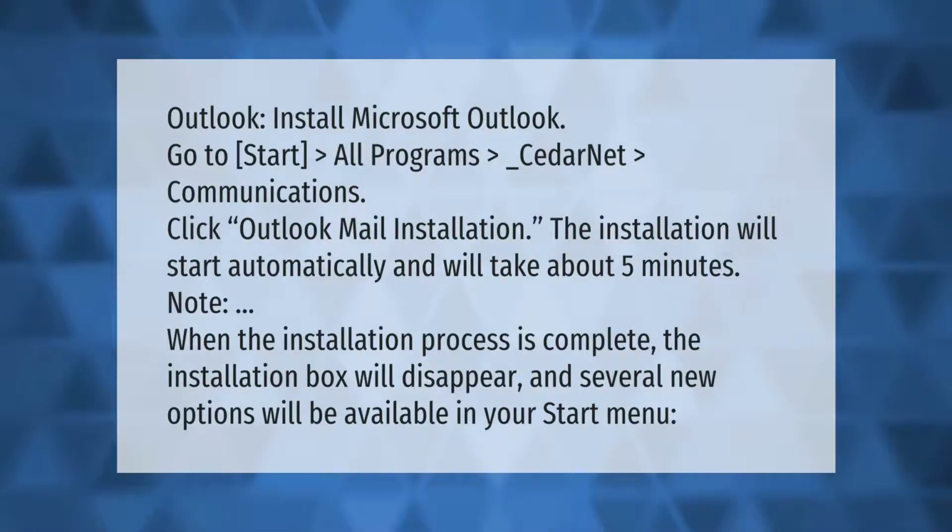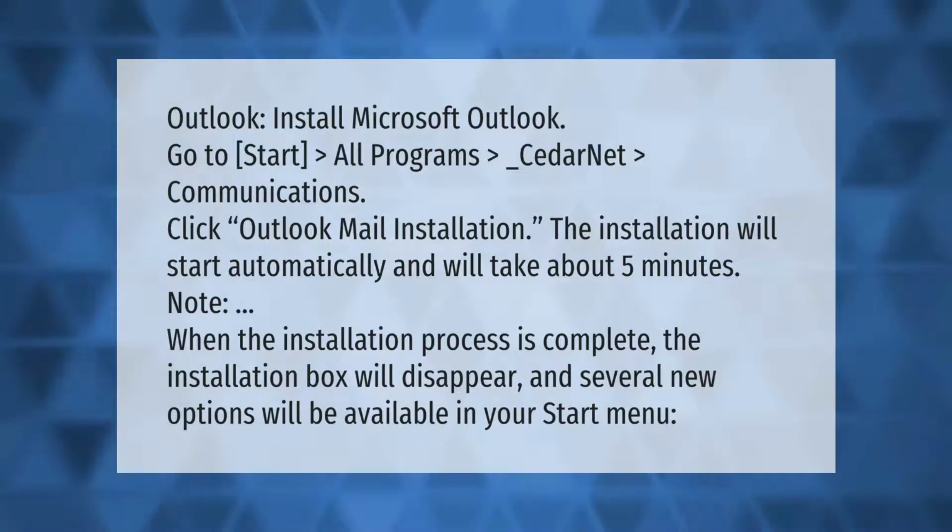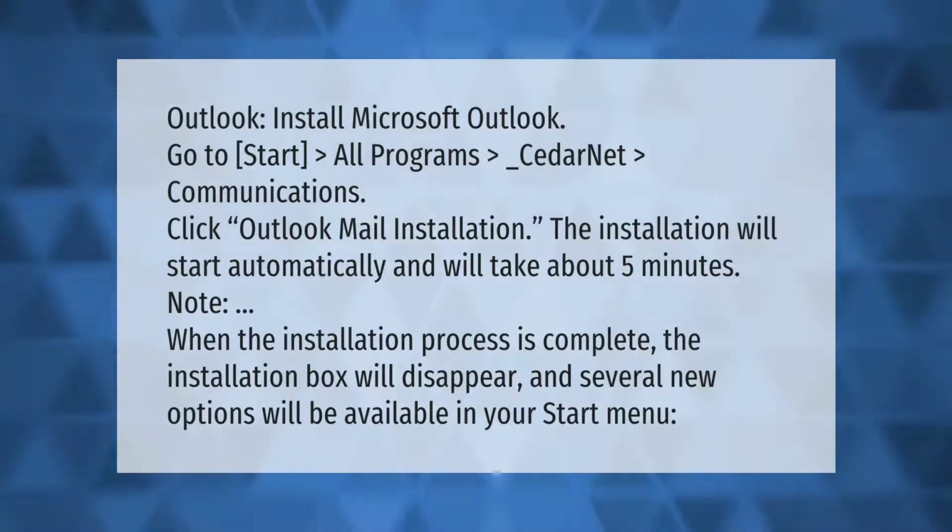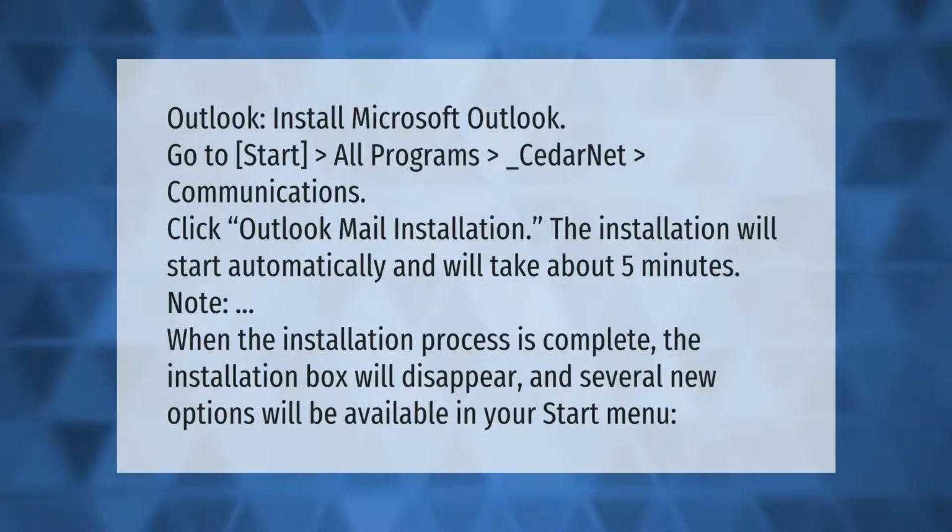Outlook. Install Microsoft Outlook. Go to Start, greater than All Programs, greater than _CEDAR.net, greater than Communications. Click Outlook Mail Installation. The installation will start automatically and will take about 5 minutes. Note: when the installation process is complete, the installation box will disappear, and several new options will be available in your Start menu.